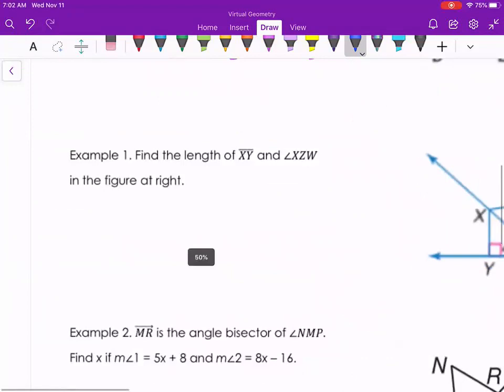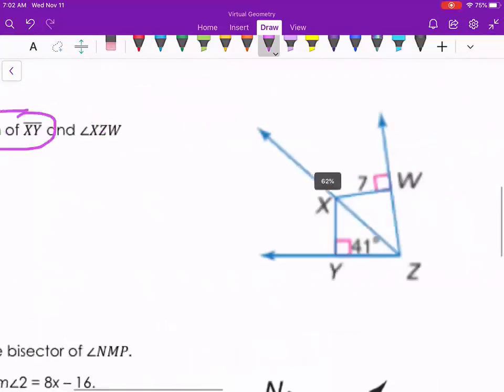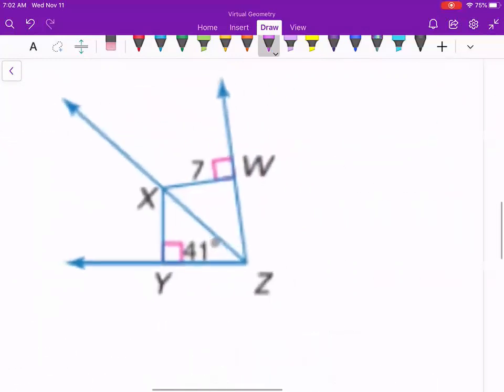So knowing that bit of information, let's use this and solve out our first couple of problems. The first one: find the length of segment XY. Let's see where XY is in our figure. Point X is on the angle bisector, so X to Y is what I am trying to find.